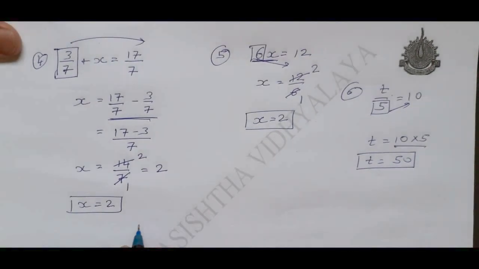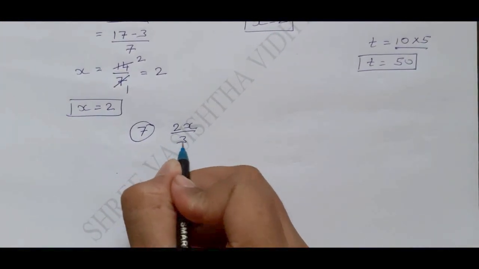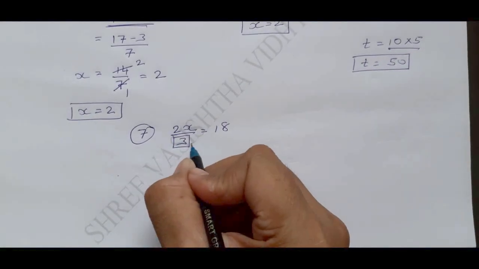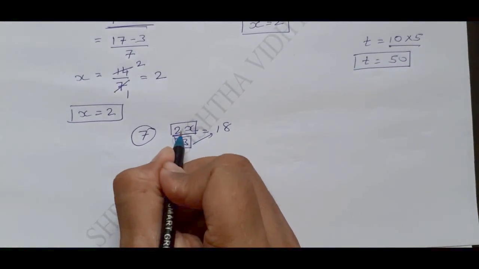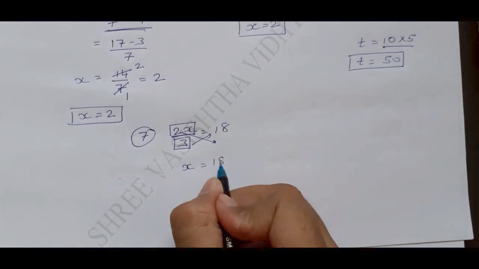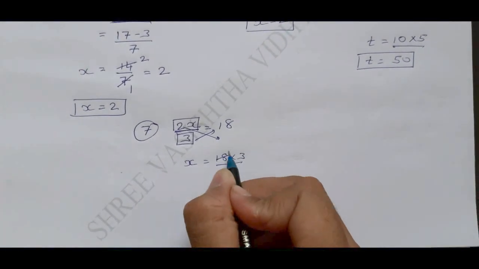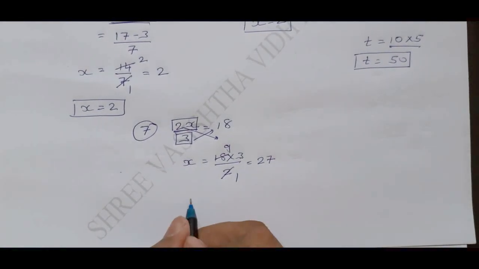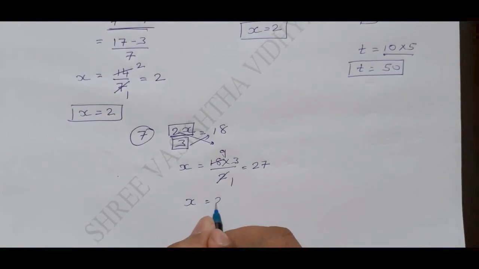Next one, that is the seventh one, 2x by 3 is equal to 18. Now here this 3 is in the denominator, so it will move to the numerator, and here this 2 and x have a relation of multiplication, so this 2 will be moved to the denominator. So it will be x is equal to 18 multiply 3 upon 2. Then 2 ones are 2, 2 nines are 18, 9 threes are 27. So here we got the answer, x is equal to 27.